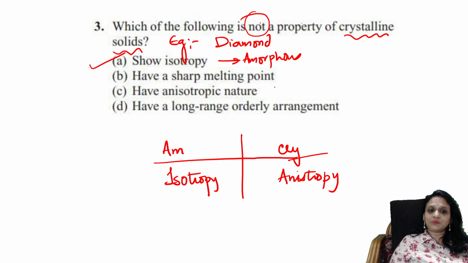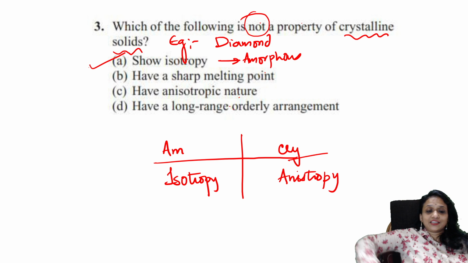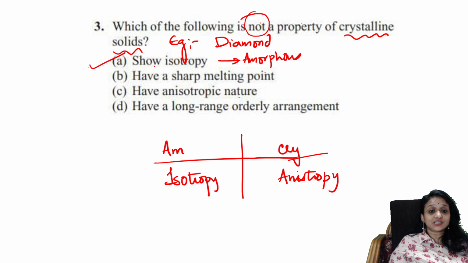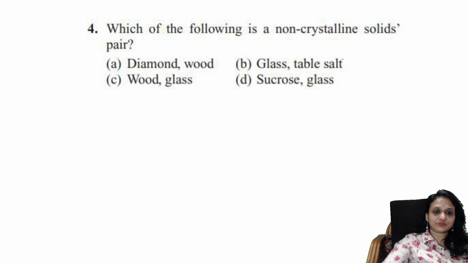So remaining all perfect. Sharp melting point, anisotropic, long range order, everything right. But the wrong option is isotropy. This is the property which is related to amorphous solids. Easy? Okay, let us come to the fourth question.